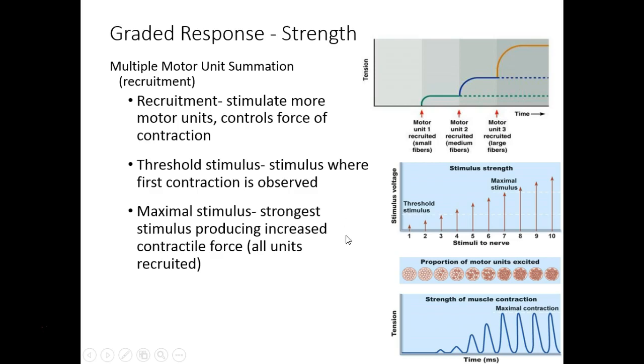A couple of things to be aware of. One is the concept of a threshold stimulus. A threshold stimulus is the amount of stimulus where the muscle first responds with the first contraction. If you look at this image, we're looking at an increase of stimulus voltage versus the response of the nerve. As the stimulus increases, you're going to see more and more increase in the arrows here. So the threshold stimulus is here.